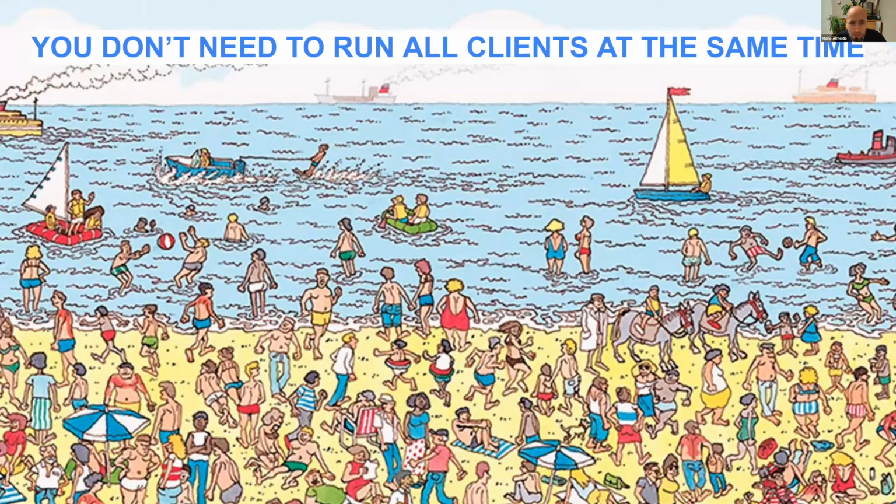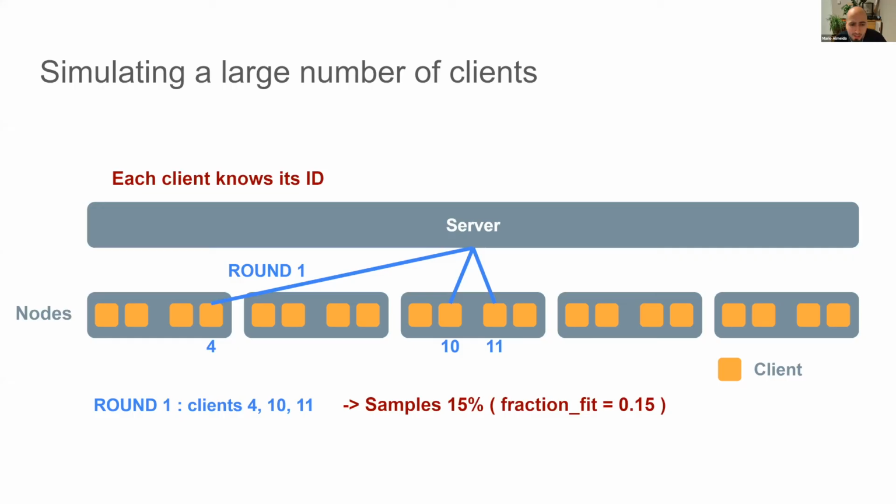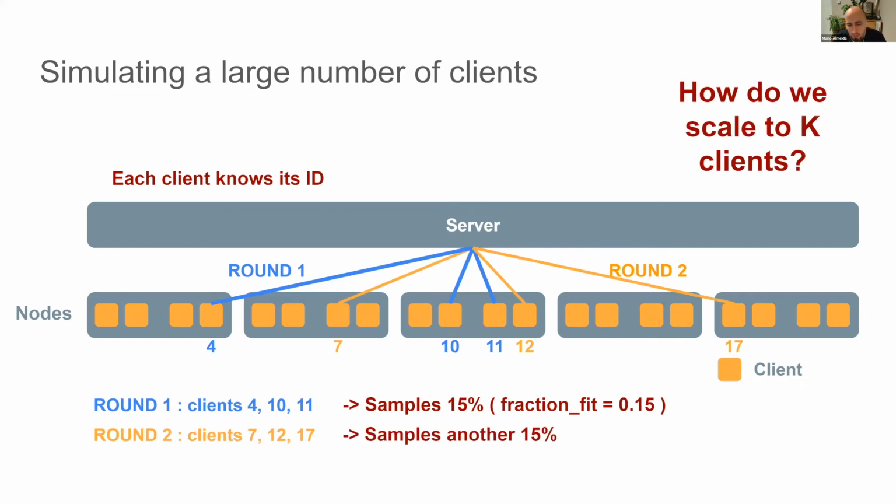So you don't need to run all the clients at the same time. In practice, as Stefanos already referenced, you can sample the clients for each round, right? So in this example, we have 20 clients, but typically you don't run more than 3 clients at a time if you sample only 50% of the clients that you have, right? So basically in the first round, you can have something like client 4, 10, and 11 executing. And on the second round, client 7, 12, and 17.